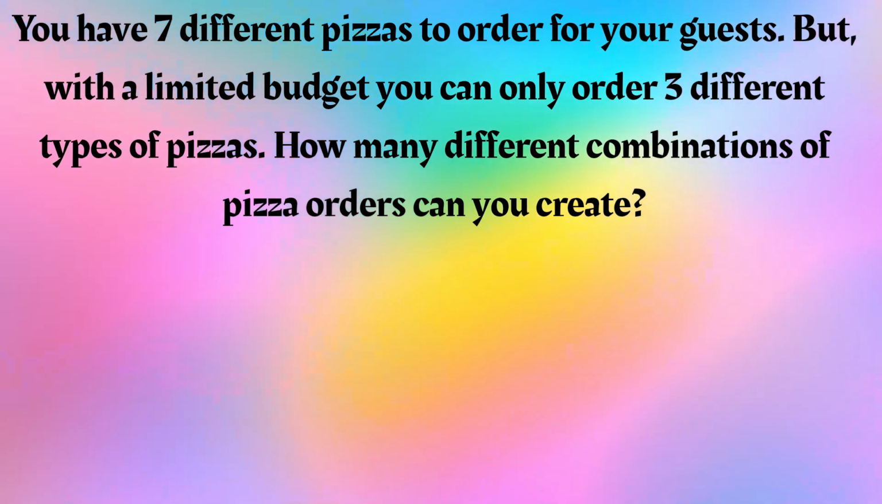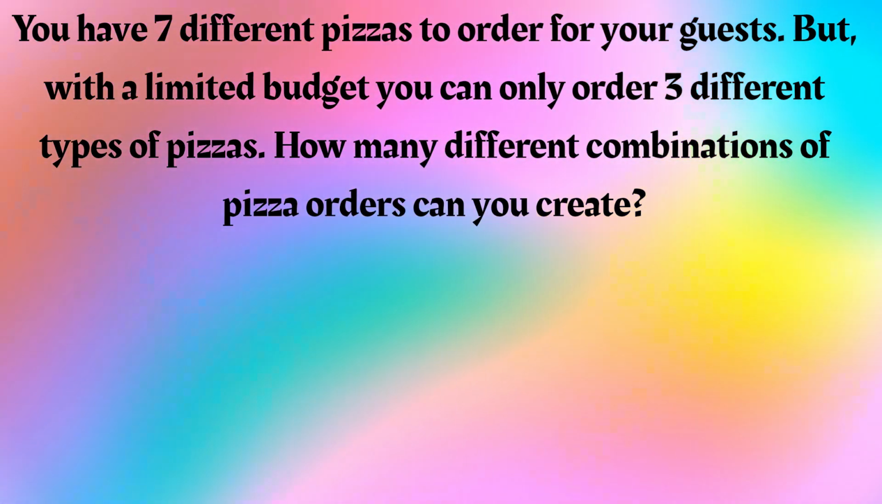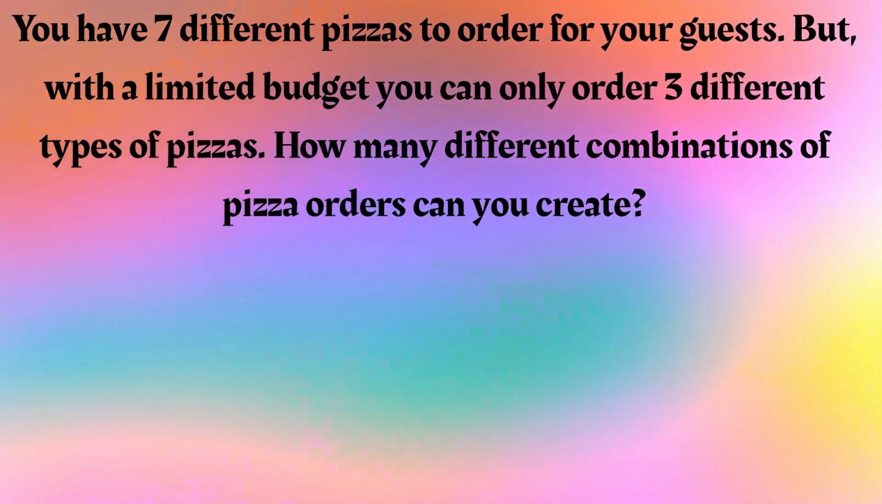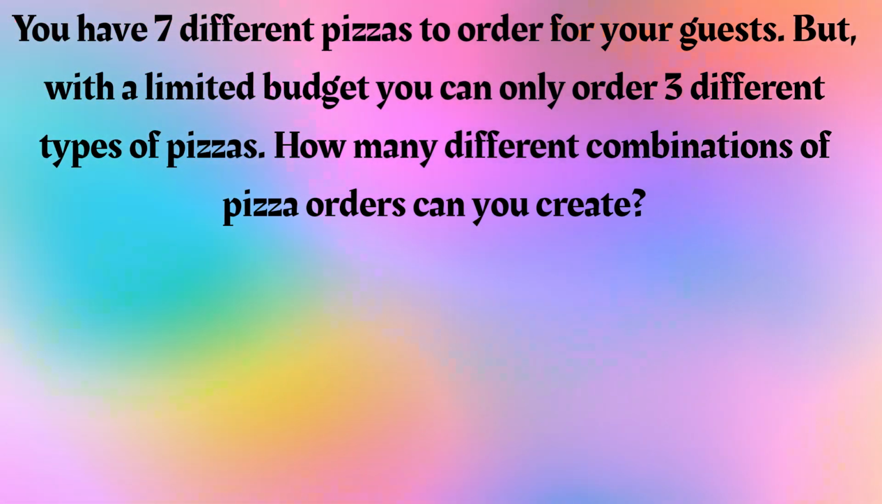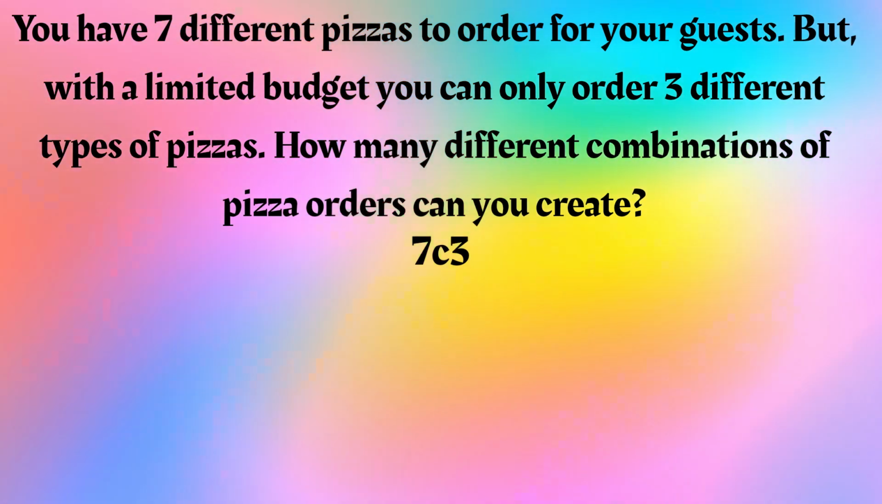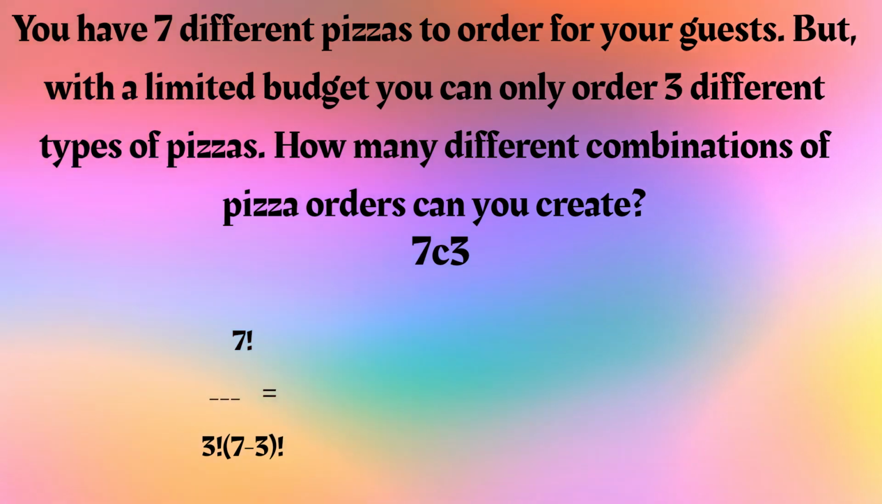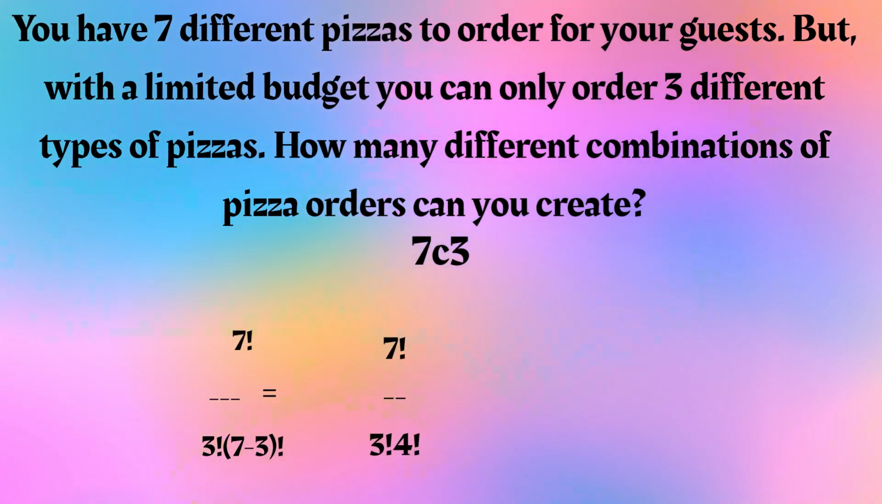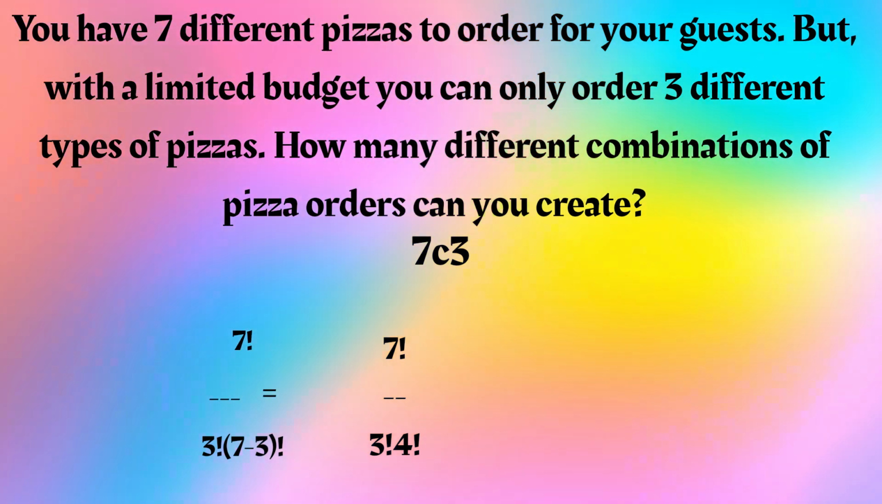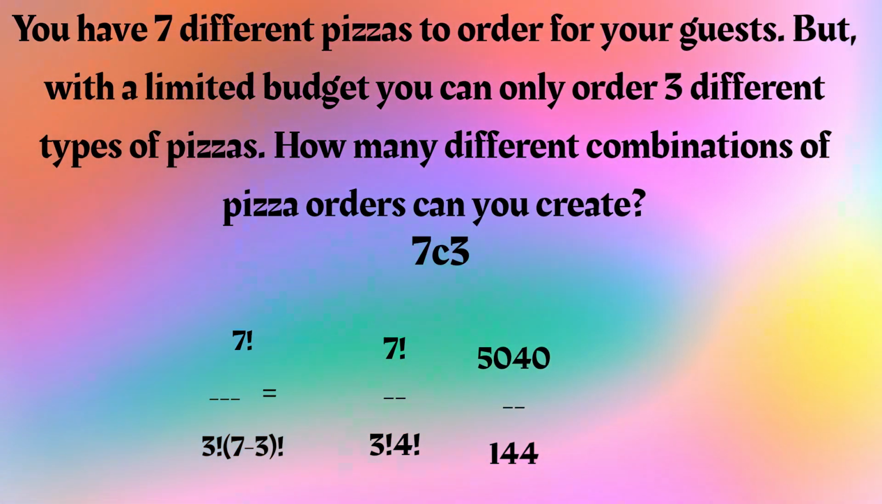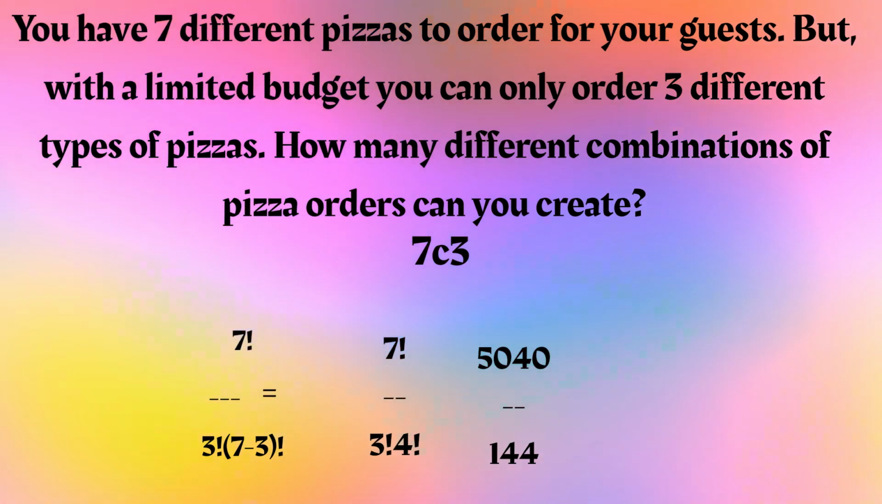You have 7 different pizzas to order for your guests. But with a limited budget, you can only order 3 different types of pizzas. How many different combinations of pizza orders can you create? For this problem, we use the combinations formula, which equals 7 factorial divided by 3 factorial and 4 factorial, which equals 5040 divided by 144, which results in 35.